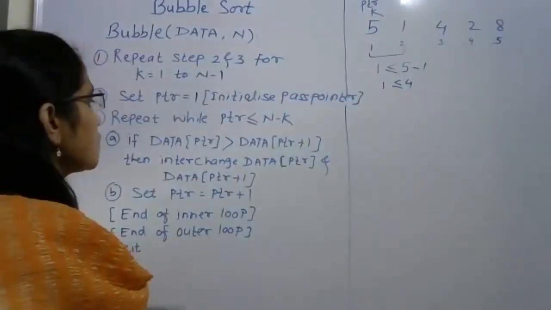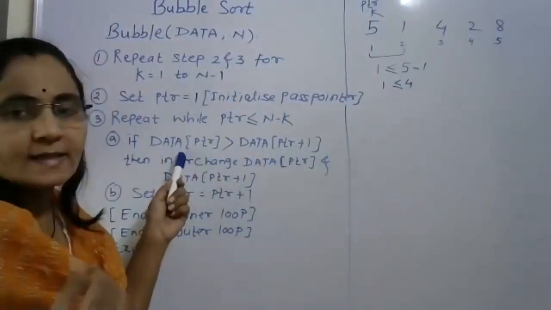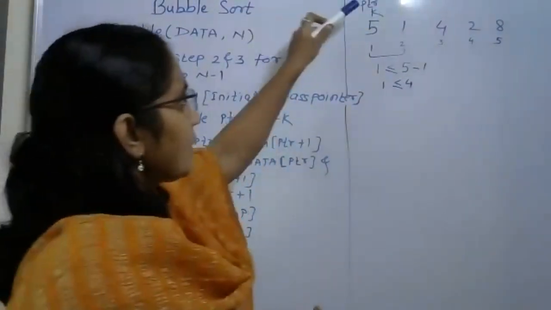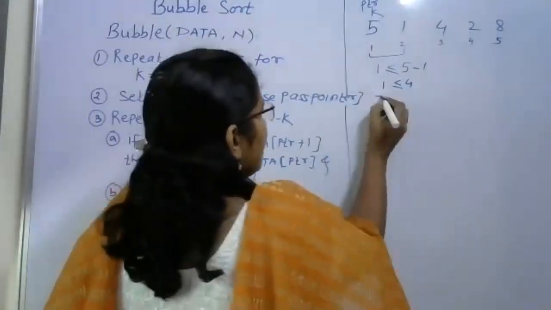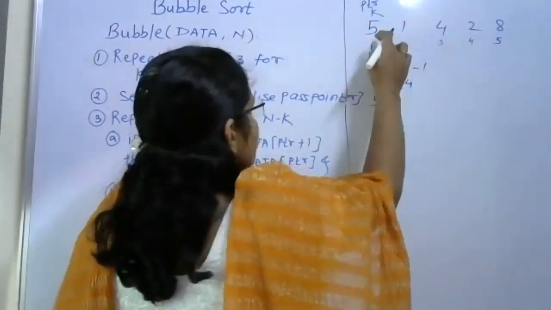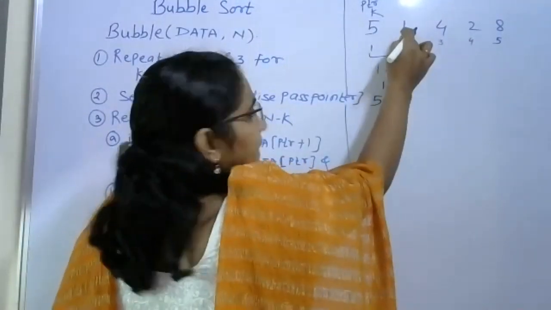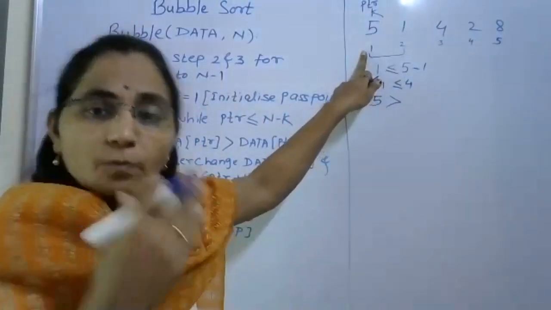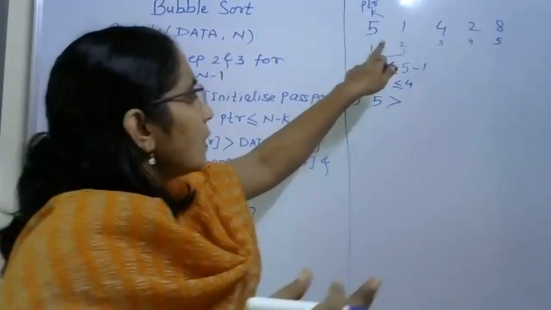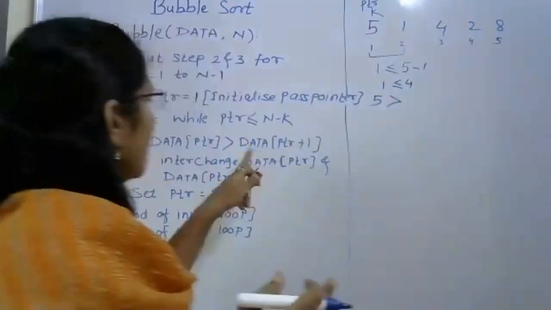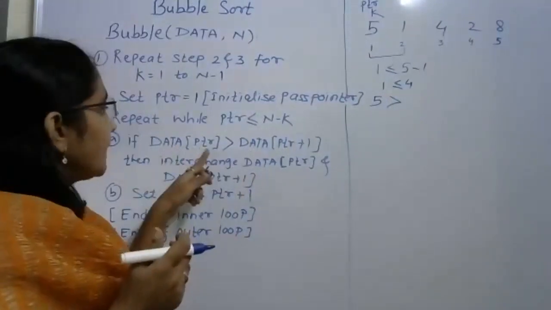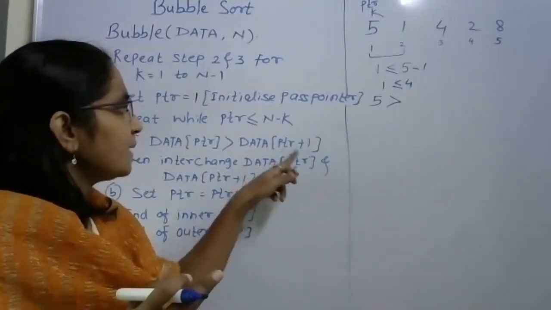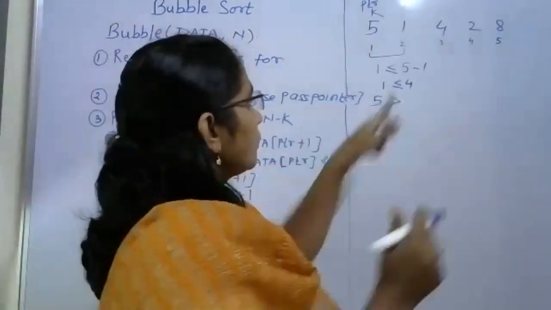If the condition is true, then control enters into the loop and checks whether the data of PTR is greater than data of PTR plus 1. What is the value of data of PTR? The data of PTR value is 5. And you have to check whether this data of PTR is greater than data of PTR plus 1. PTR equal to 1, PTR plus 1 means 1 plus 1, that is equal to 2. You have to compare the first element with the second element. How? See here, the step: data of PTR is greater than data of PTR plus 1. The value of PTR is 1, 1 plus 1, that is equal to 2. So data of 2, you have to compare.